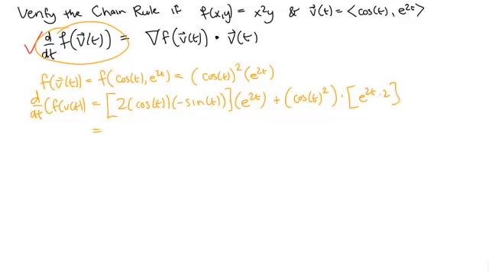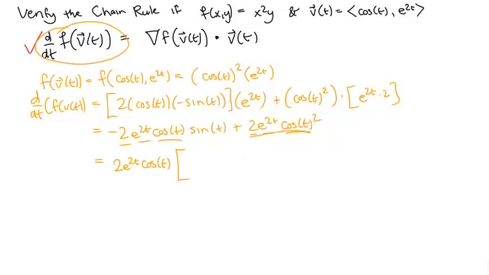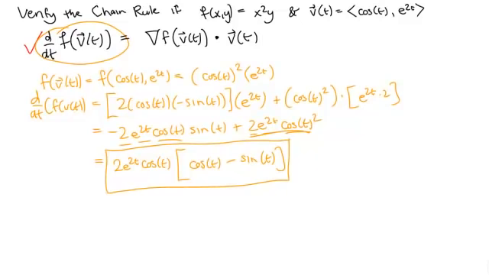So if we were to clean this up, we're going to have negative 2 e to the 2t times the cosine of t times the sine of t, plus 2 times e to the 2t times the cosine of t quantity squared. And notice that there's a 2 e to the 2t cosine t that I could pull out from both of these pieces. And so I have 2 e to the 2t cosine t. And when we pull it out from the second piece, we'll just have a cosine of t left over. And from the first piece, we'll have a negative sine of t. And so there's the derivative of f of v of t. So now we have the left-hand side of this equation right here.